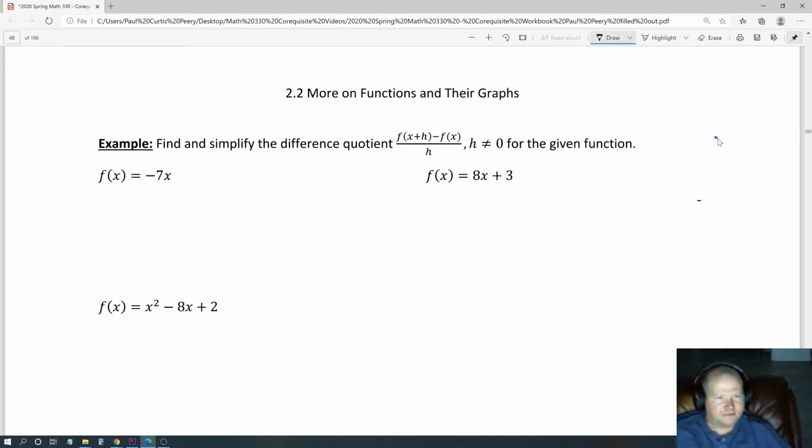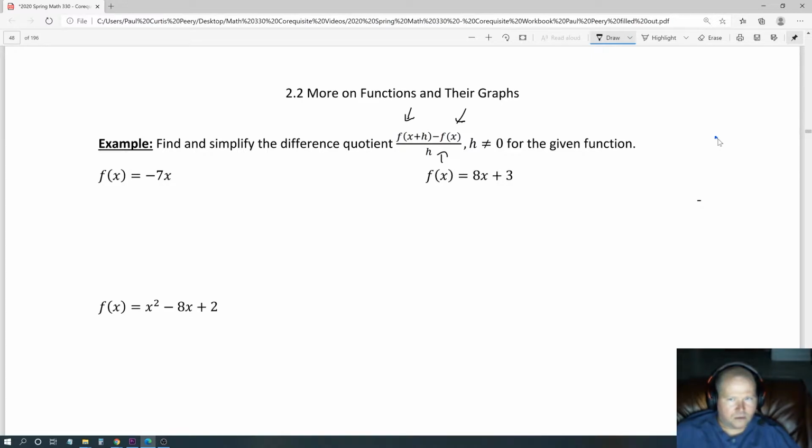Okay, find and simplify the difference quotient for the given function. Now this seems really complicated, but it's not that bad. Basically, you're going to find the first part. This is just your original function. You're going to stick it over h, and then you're going to simplify it. Let me do an example. I'll show you what I mean here.